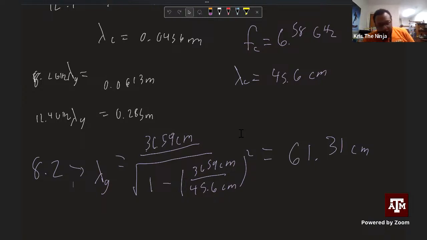So yeah, that's the 8.2 gigahertz. For the 12.4 gigahertz, it's a very similar process. So lambda G equals 24.19.